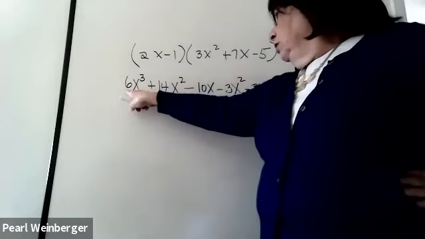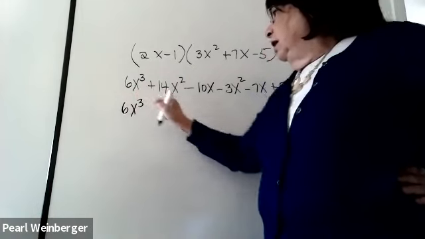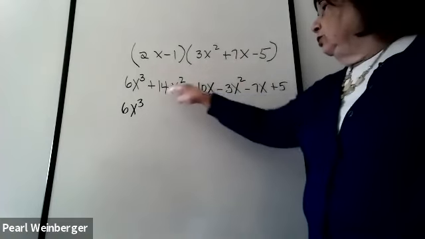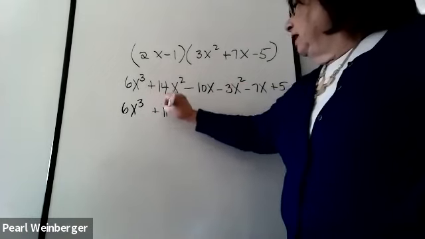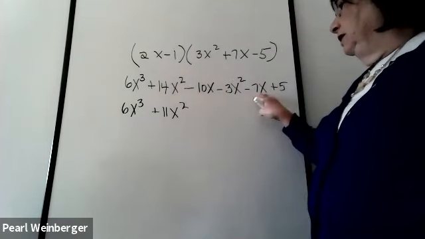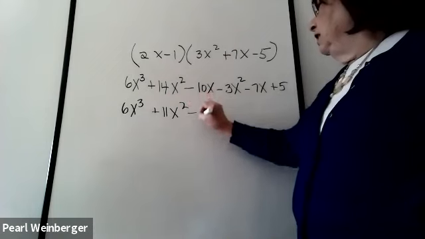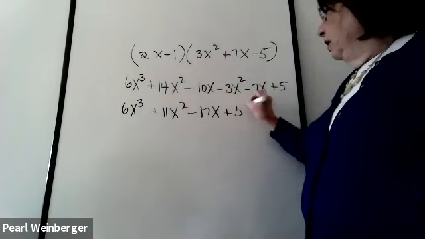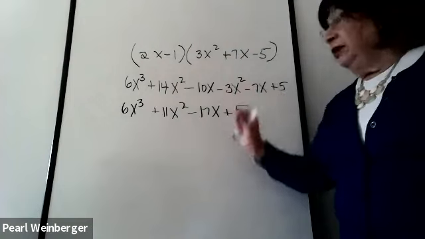Well, there's only one x cubed term, so I bring that down, 6x cubed. Then I have a 14x squared and a -3x squared. Those are my x squared terms. 14 minus 3 is 11, so it becomes plus 11x squared. Now I have a -10x and a -7x. Those are like terms, -10 and -7 is negative 17. So I have negative 17x, and finally the plus 5. I end up with only 4 terms in my answer rather than 6 because there were these like terms.